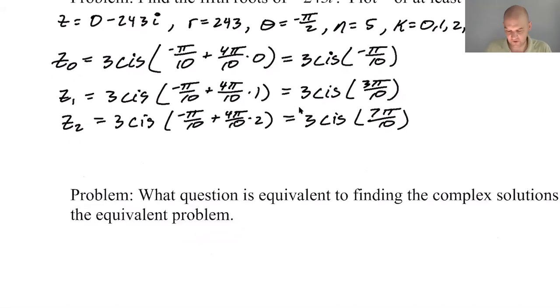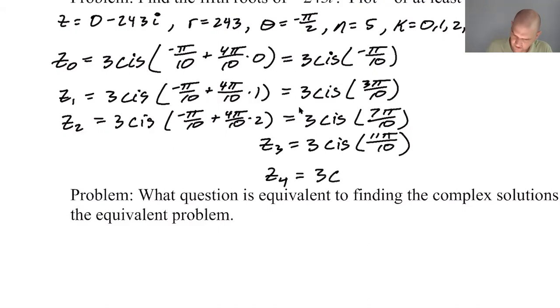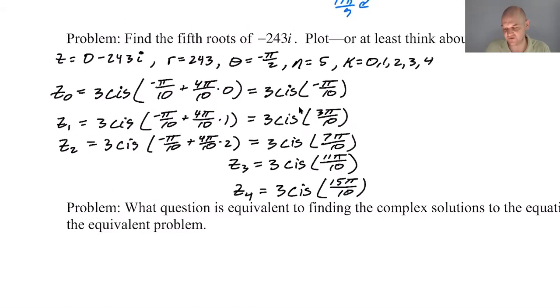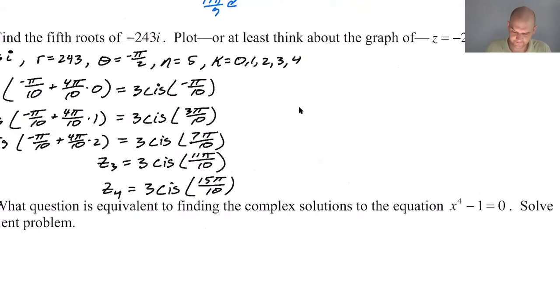Honestly, you can just write them down. The next one's going to be 3 cis 11 pi over 10, and then 3 cis 15 pi over 10. And you just kind of have them. So I'm going to actually do that. I'm going to say z3 should be 3 cis, adding 4 to 7 to get 11 pi over 10, and then z4 is going to be 3 cis 15 pi over 10, which is actually 3 pi over 2. So that one I could write in rectangular, but I don't really want to.